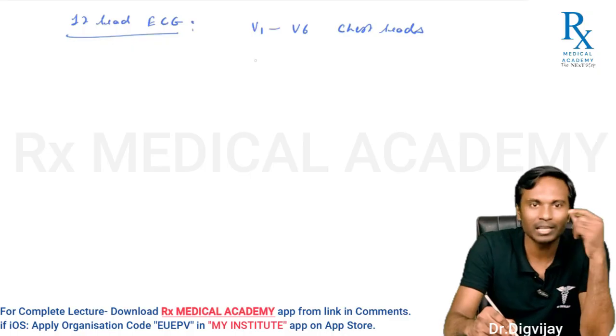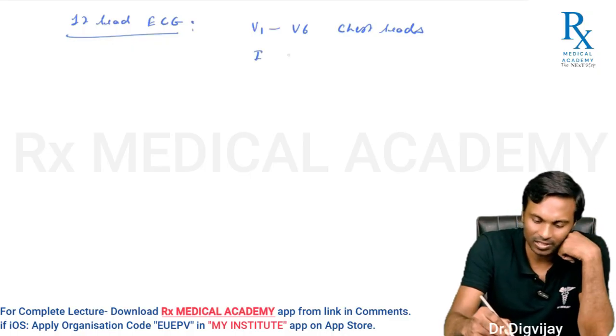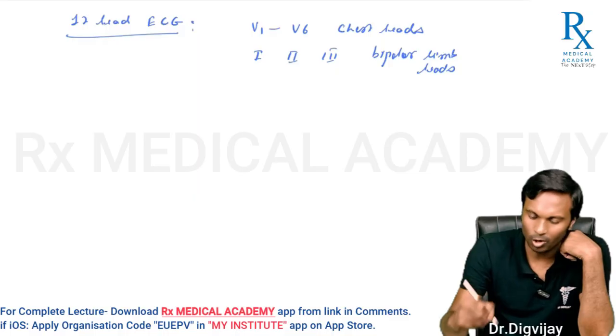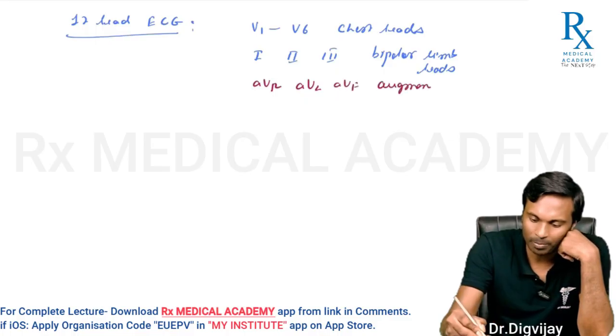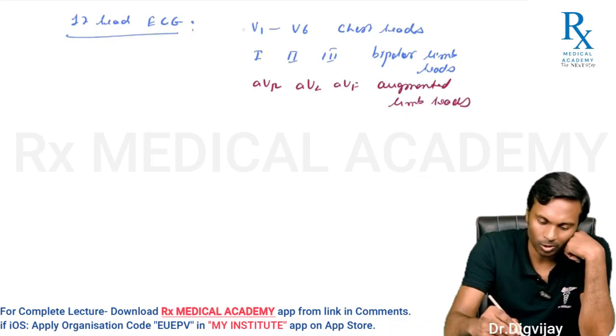And then you have 3 bipolar limb leads. You have lead 1, lead 2, and lead 3. These are bipolar limb leads. Now let's proceed. You have augmented limb leads as well. You have AVR, AVL, and AVF. These are your augmented limb leads. I hope you already know all these things.